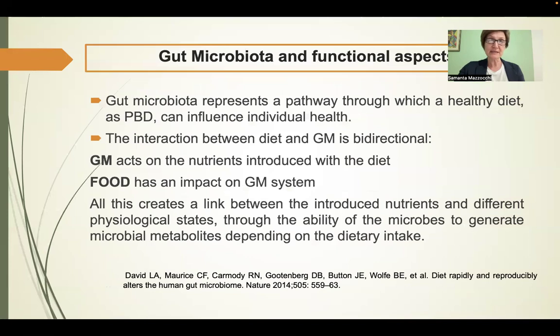Gut microbiota represents a pathway through which a healthy diet, such as a plant-based diet, can influence individual health. The interaction between diet and gut microbiota is bidirectional. Gut microbiota acts on the nutrients introduced with the diet. Food has an impact on the gut microbiota system. All this creates a link between the introduced nutrient and different physiological states through the ability of the microbes to generate microbial metabolites depending on the dietary intake.